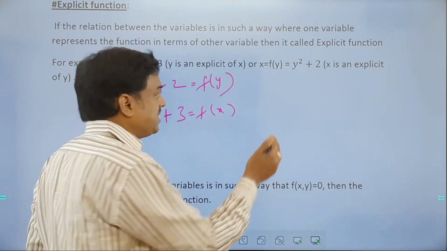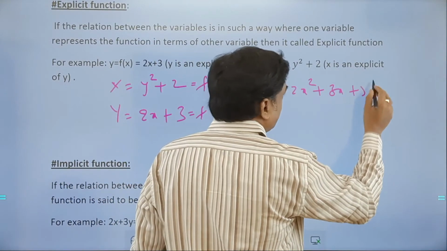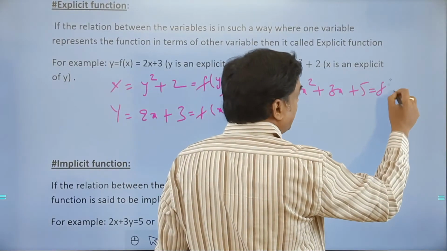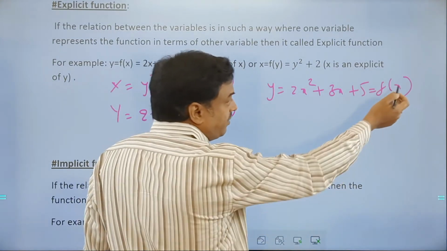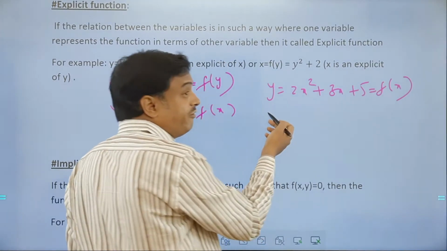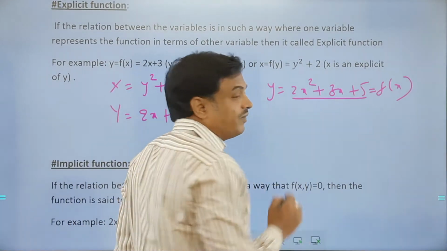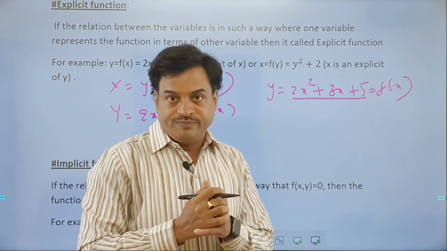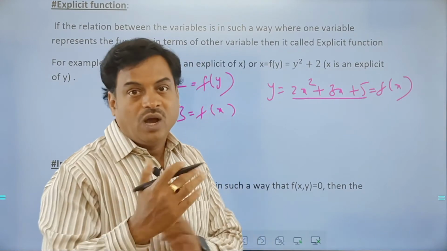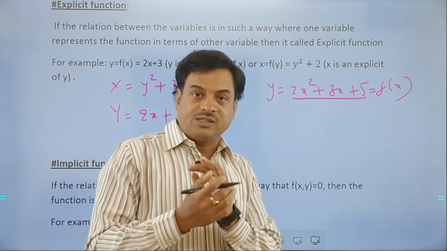When you say, for example, y is equal to 2x square plus 3x plus 5, as a quadratic expression, this quadratic expression can be taken as a function f of x. Whatever value of x you apply here will be applied on the expression, and you will get a value of y. So you are writing y completely in terms of x. This is called an explicit function. So one variable is defined in terms of another variable, or a function or any kind of expression, it is called an explicit function.